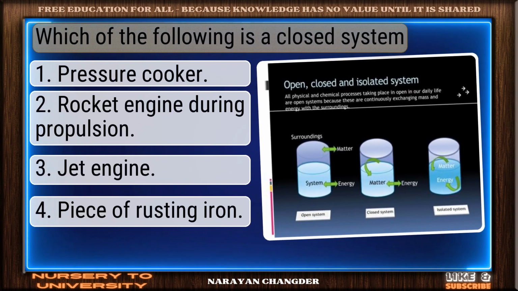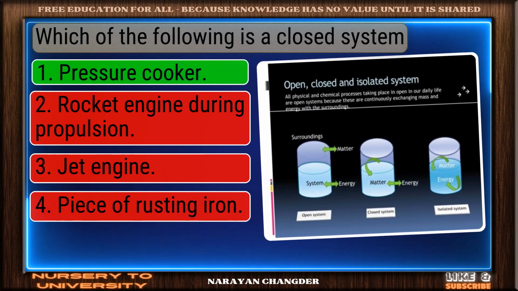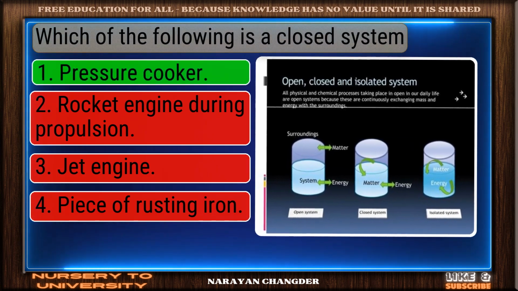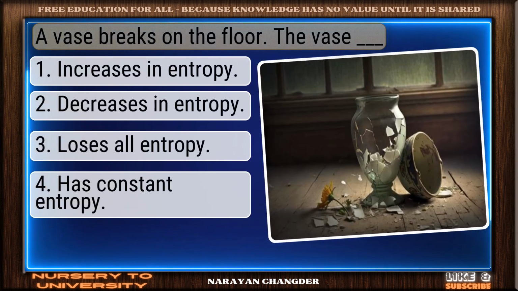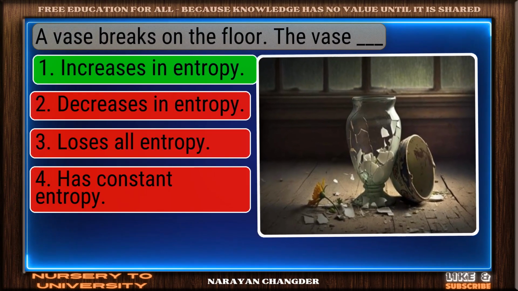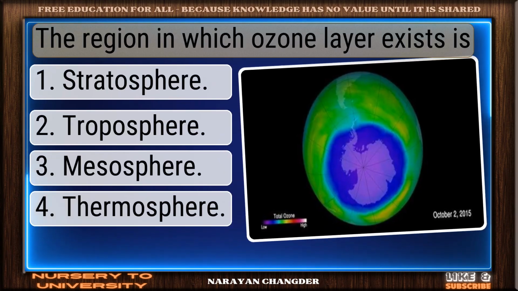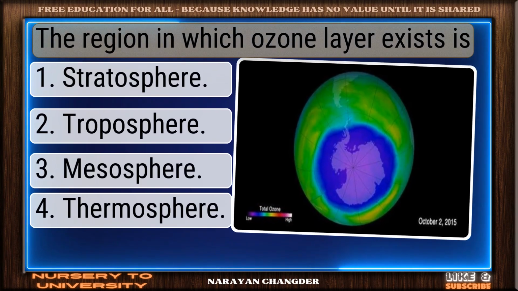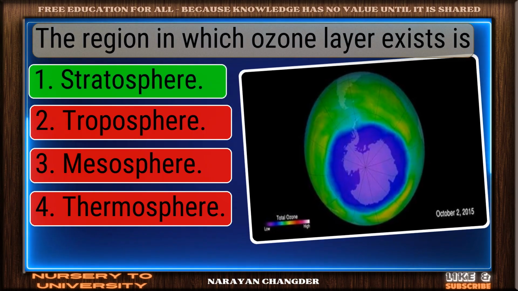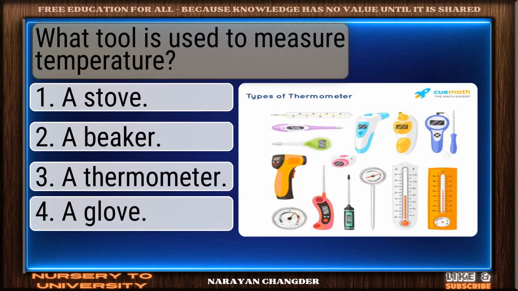Which of the following is a closed system? Smart move. Pressure cooker is an accurate answer. A vase breaks on the floor. The vase dash. Correct. Increases in entropy is the right answer. The region in which the ozone layer exists is. Great job. Stratosphere is the accurate answer.